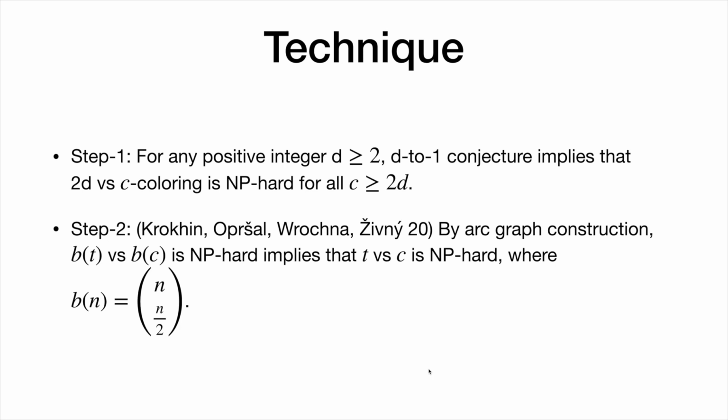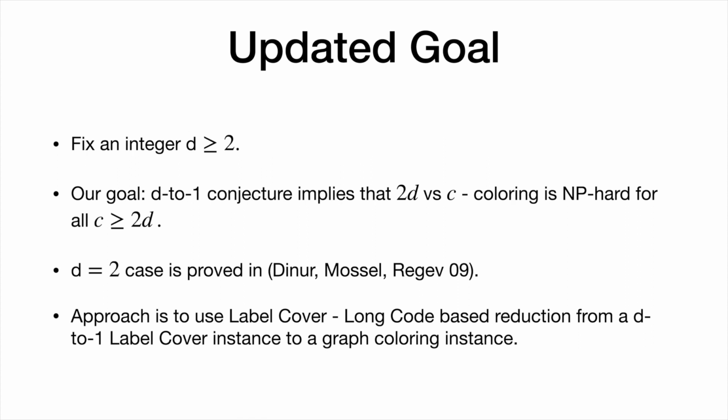If you prove that 2D versus C is NP-hard for all C, it suffices to prove 4 versus C as well, if you prove it for any D. They also get 3 versus C by a slight modification of this argument. And so our updated goal is to show that the d-to-1 conjecture implies that 2D versus C coloring is NP-hard for every C, and D could be any arbitrary constant.